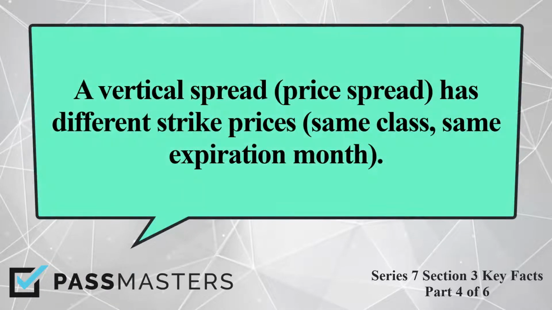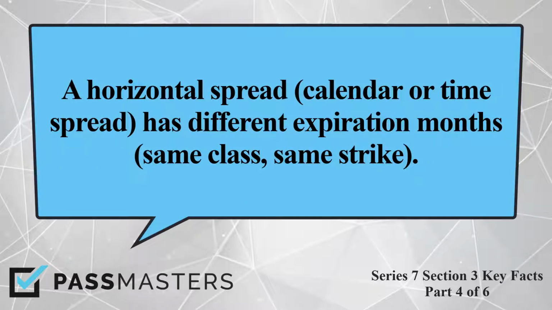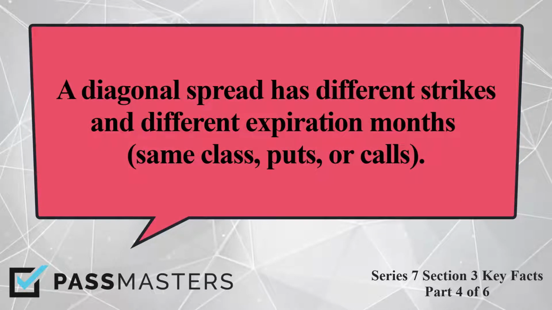A vertical spread, also called a price spread, has different strike prices, same class, same expiration month. A horizontal spread, also called a calendar or time spread, has different expiration months, same class, same strike. A diagonal spread has different strikes and different expiration months, same class, puts or calls.